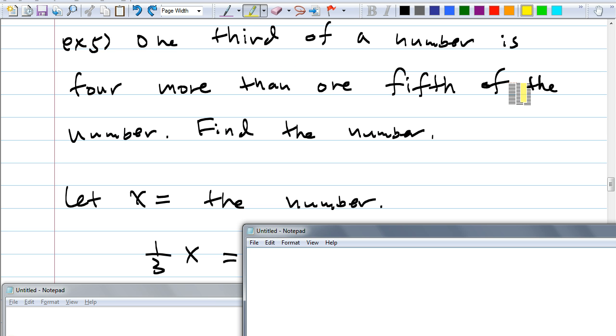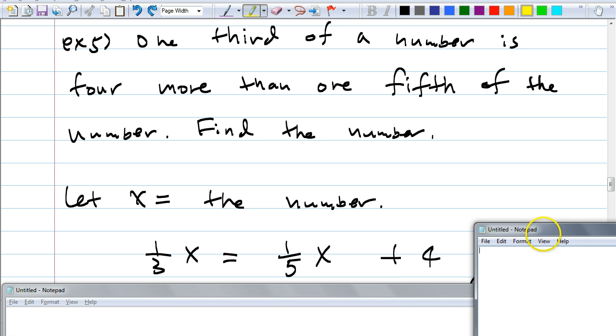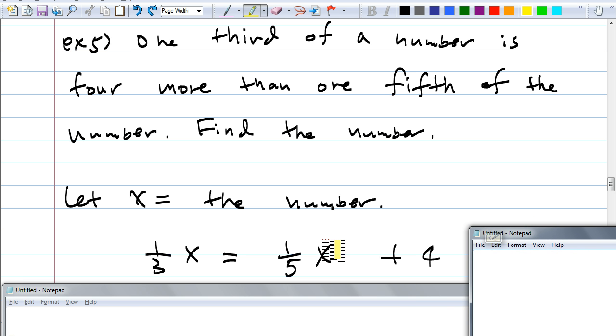Who could tell me how to write the rest? Spencer, what do I write on the right side? Plus 4 is correct. So it is simply one fifth of a number, isn't that one fifth times x, plus 4, because it said four more than that? Are we good? How many people got this equation? Raise your hand. Very good.